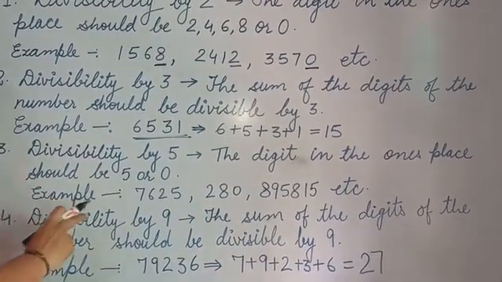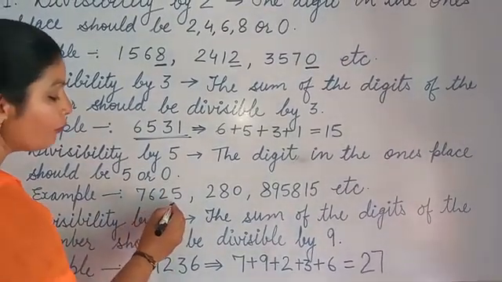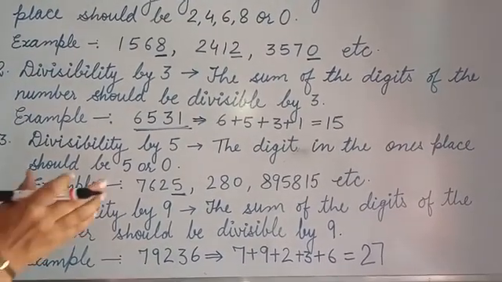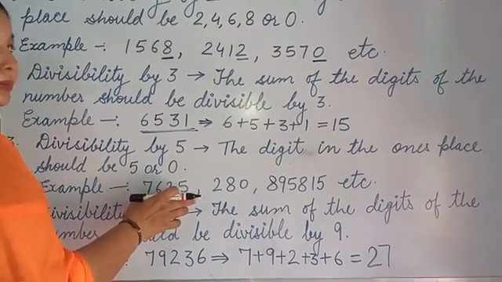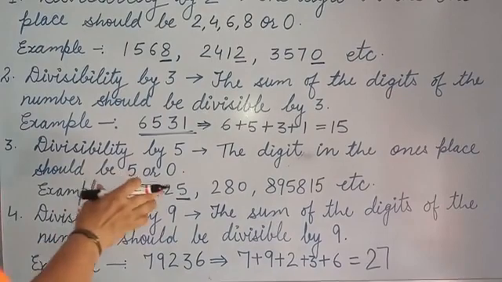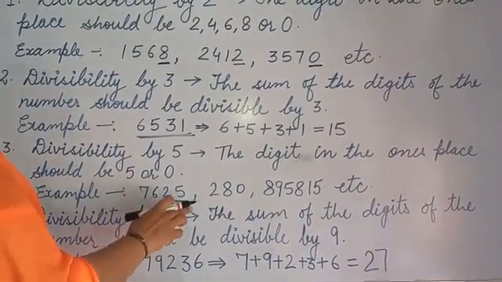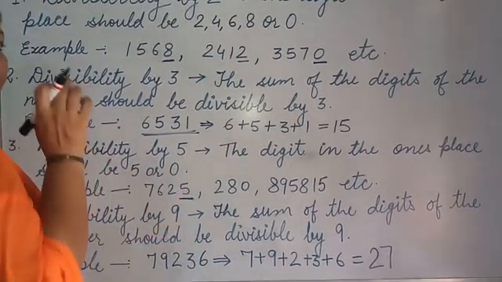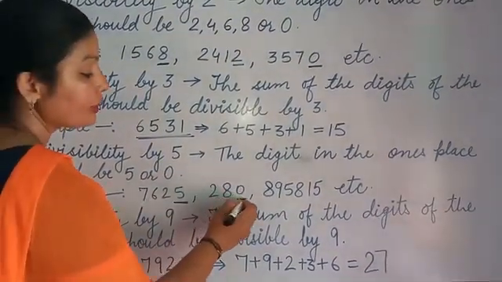For example, 7625. Here in the ones column there is 5. When we have 5 or 0 in the ones column, that means this number is divisible by 5. And if this is divisible by 5, then 5 is a factor of this number. Okay. So 7625 is divisible by 5, so 5 is a factor of 7625.